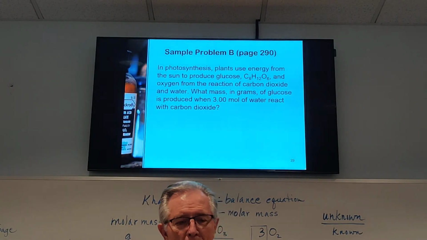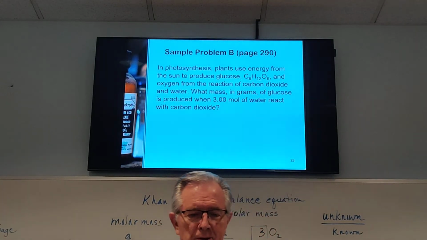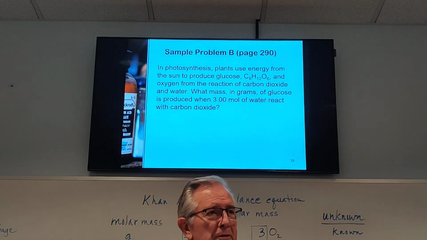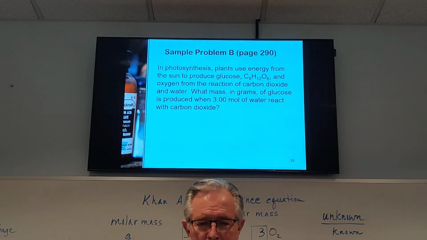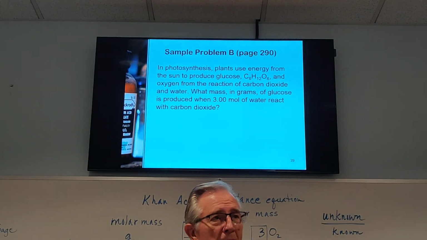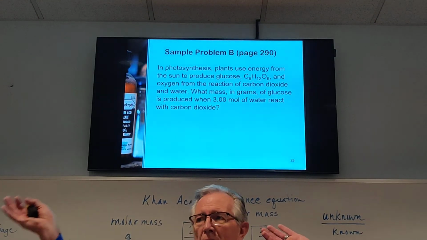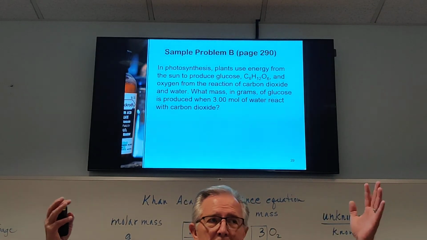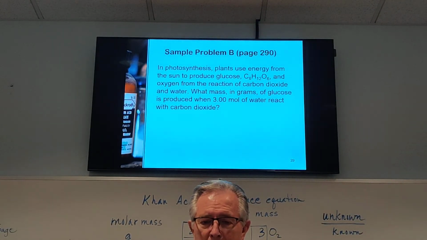Okay, so here's our problem. In photosynthesis, plants use energy from the sun to produce glucose. We studied that last year in biology. And oxygen is also one of the products. In addition to that, what is the mass in grams of glucose that's produced when 3 moles of water react with carbon dioxide? Now, they're not talking about how that takes place. It's just that this is going to be the reaction.